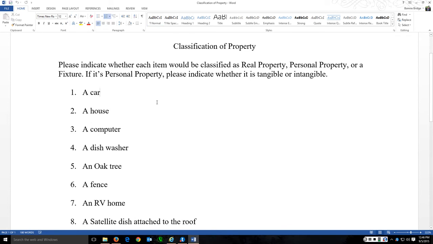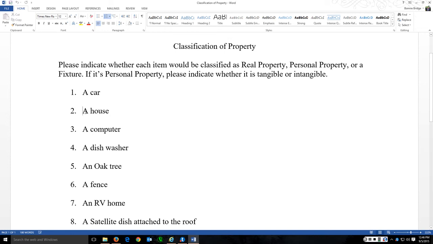Now, let's think about our definition of real property versus personal property. Real property is land and anything attached to it. Personal property is everything else. So a car is not land or anything attached to land. Also, a car is movable. So therefore, a car is personal property. And is it tangible or intangible? Well, you can touch it, so it's tangible.